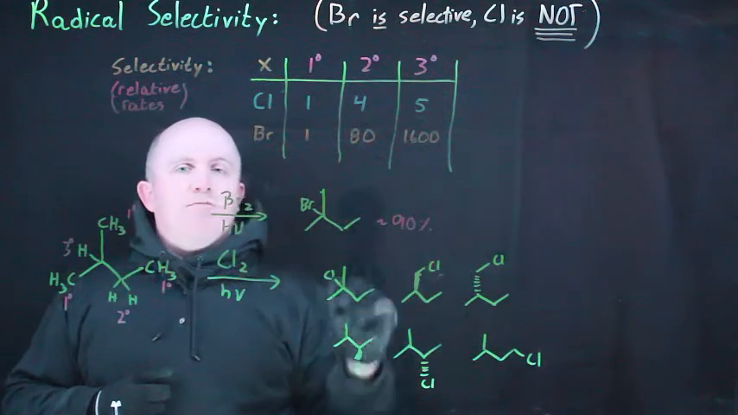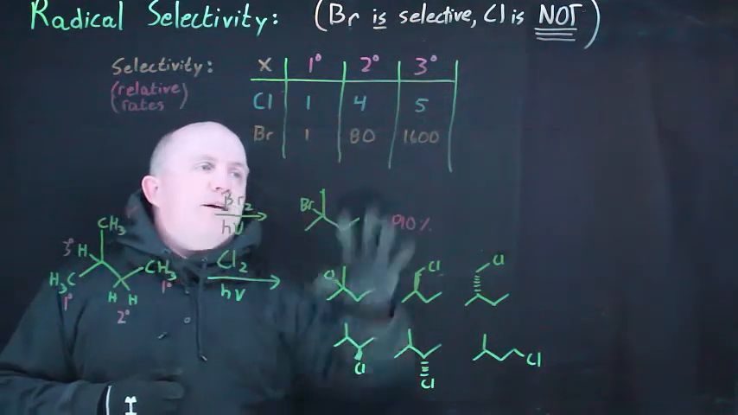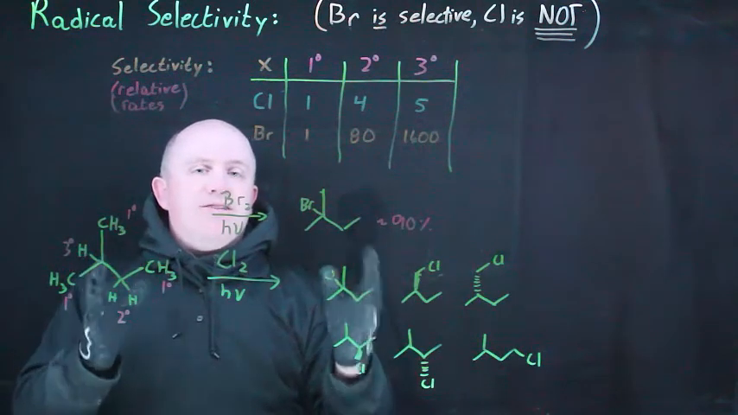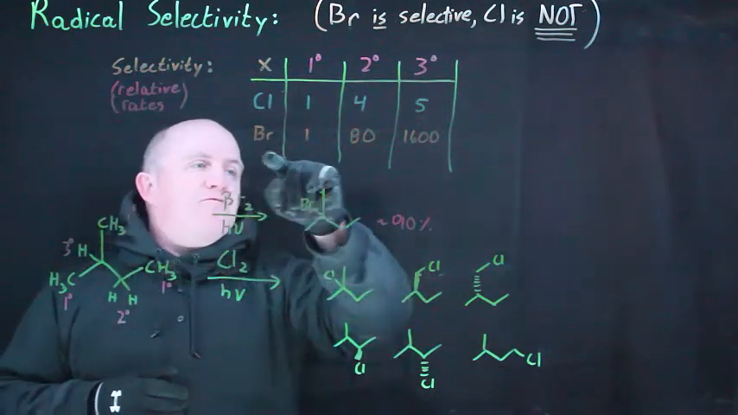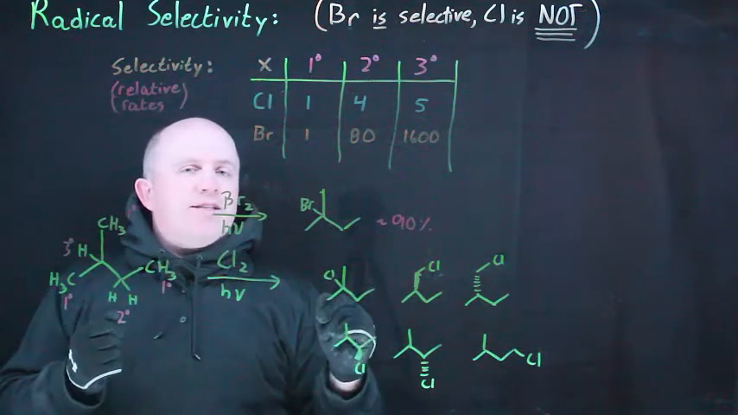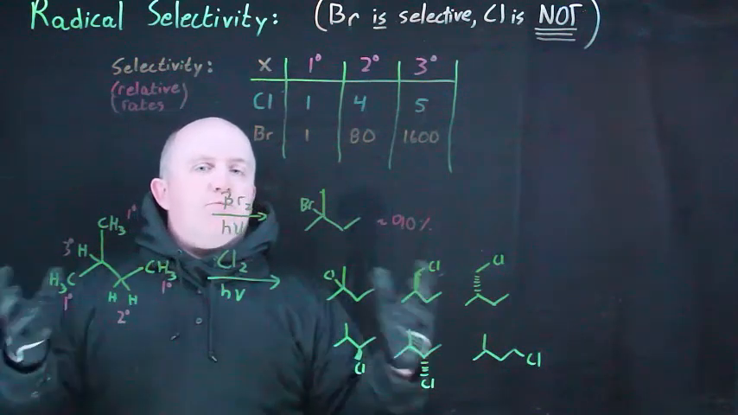1,000 times more selective than the chlorine is. Well, that's an exaggeration, but you get the idea. The difference is not small. We're talking about 3 orders of magnitude. So the bromine is vastly more selective. And you'll get a sense for that when I diagram out how much of each product you can expect to make.